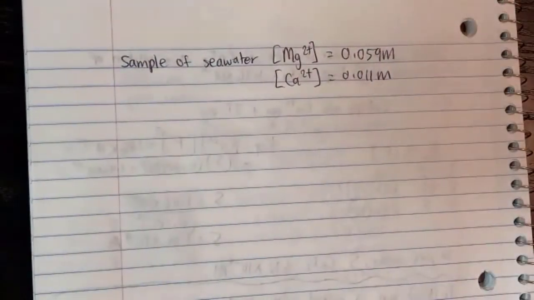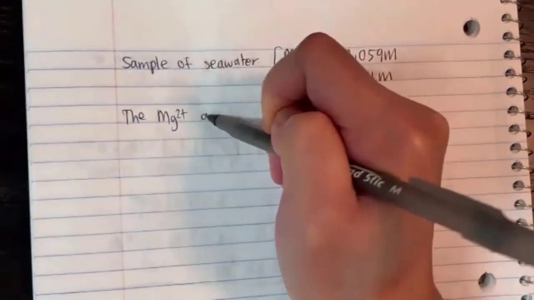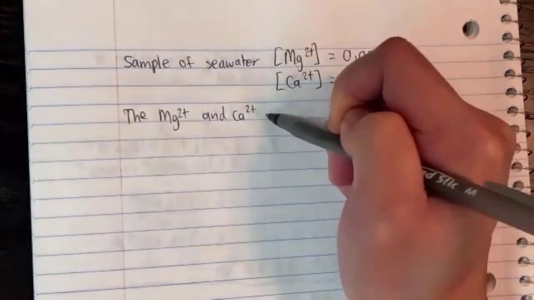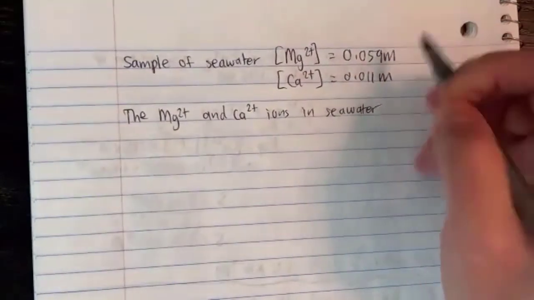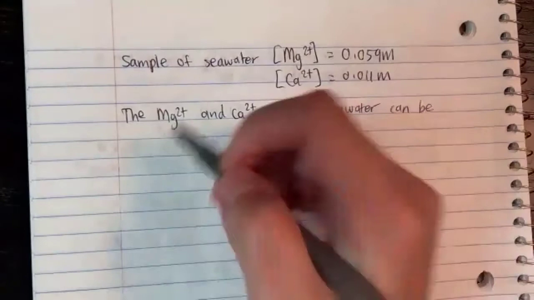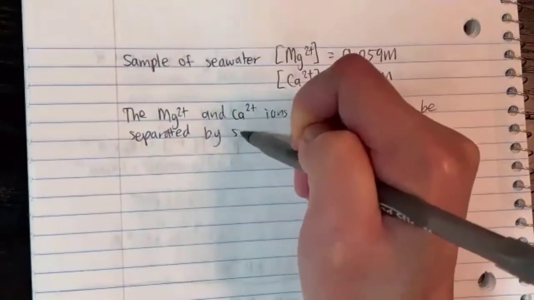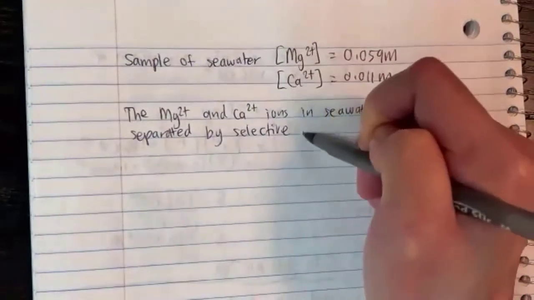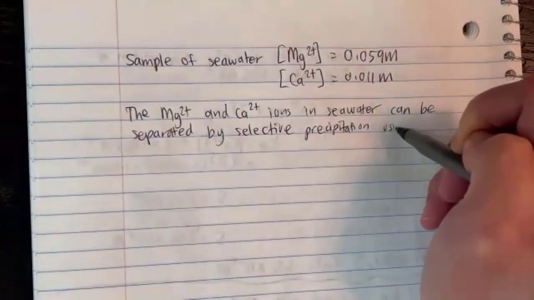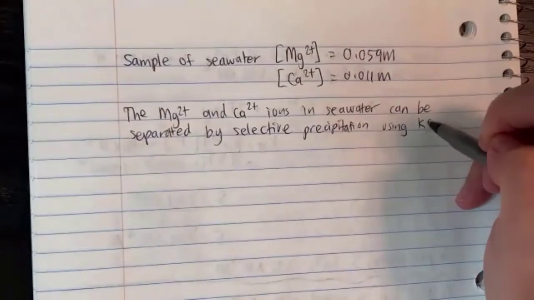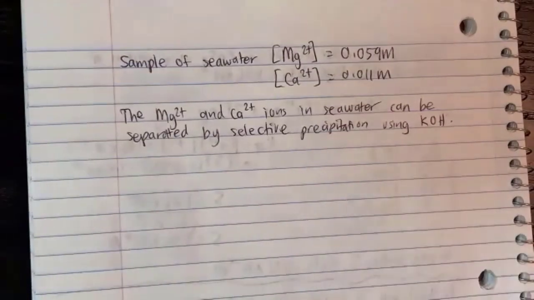So that's your sample. Now, it says here, the Mg2+ and Ca2+ ions in seawater can be separated by selective precipitation using NaOH, but in this case, you use KOH. The source is that OH here, okay? K is just a spectator ion.